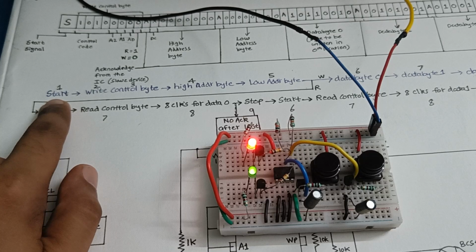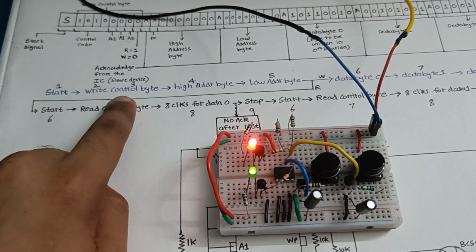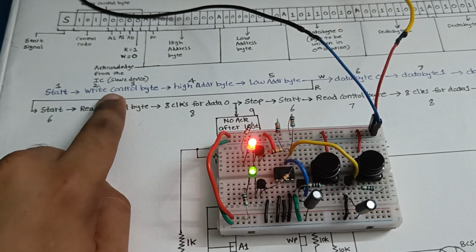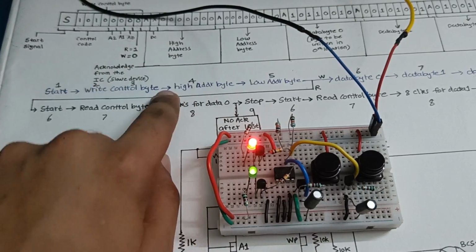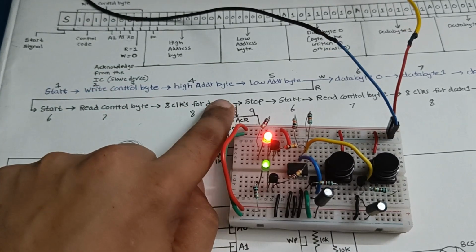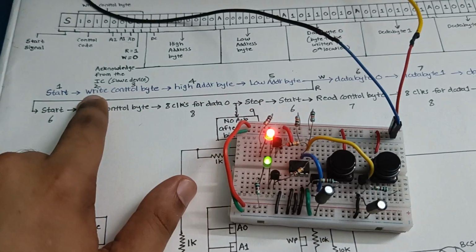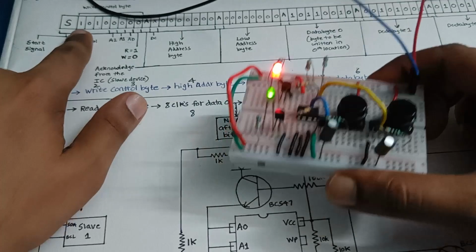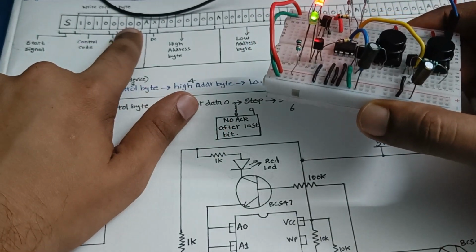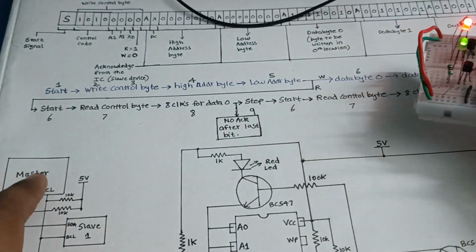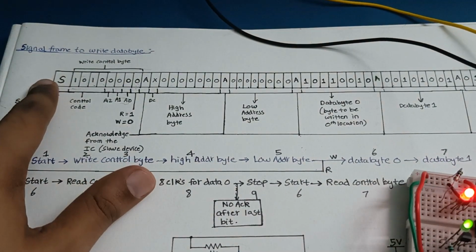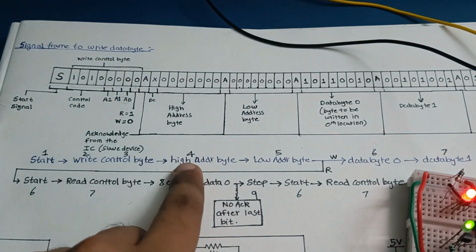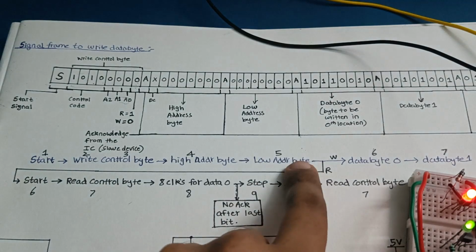So we initiate the start command, then we give the write control byte. That's because we are writing the address, even though we are reading the data. That's why I give the write control byte. After start we give the write control byte, that is the same byte with the last bit 0. Then we give the high address byte, then the low address byte.